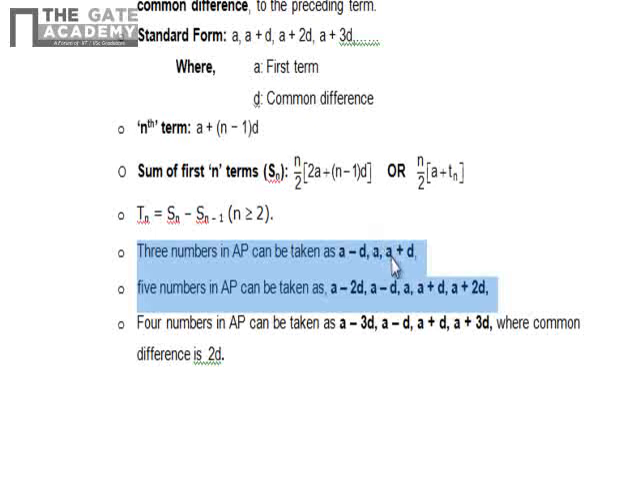You can very well see here the common difference between these two is 2d. That means if you want to assume 3 or 5 or 7, that means an odd number of terms in AP, then the common difference will be d. But if you want to assume an even number of terms in AP, that is 4, 6 and so on, then you'll have to keep the common difference as 2d.